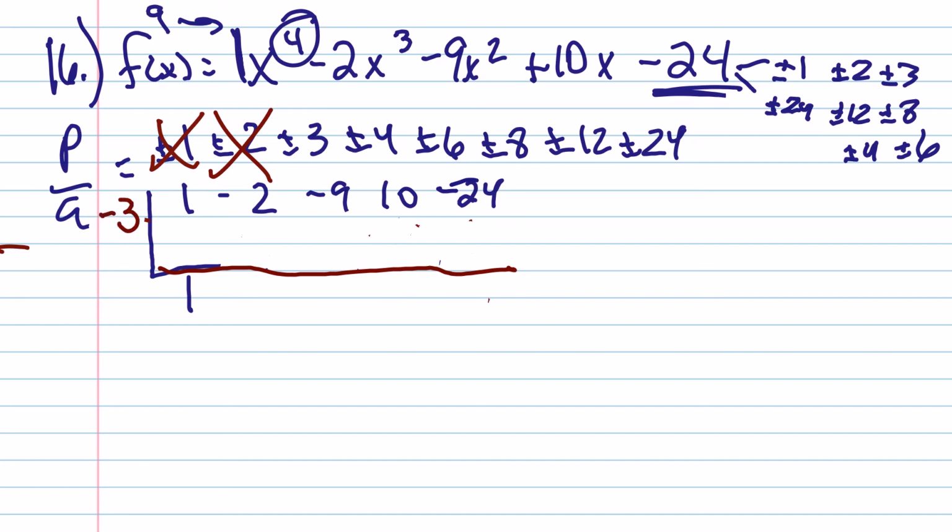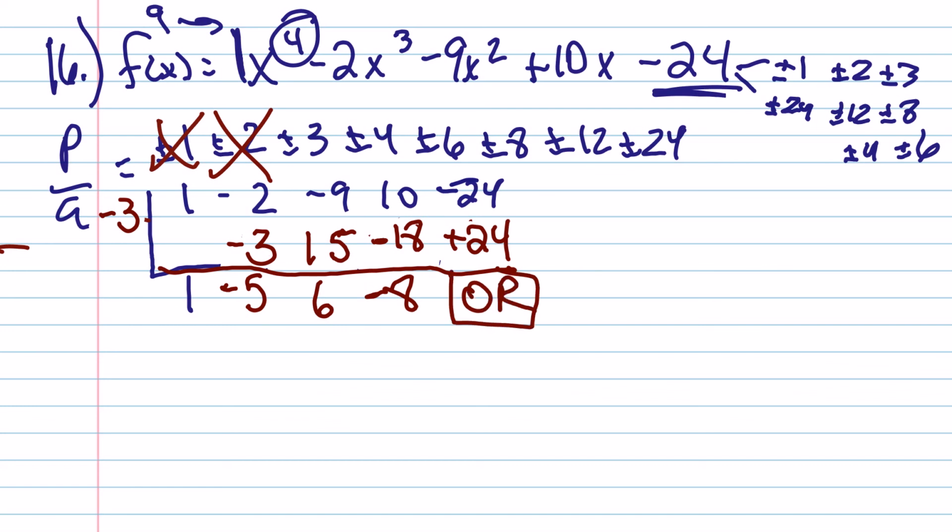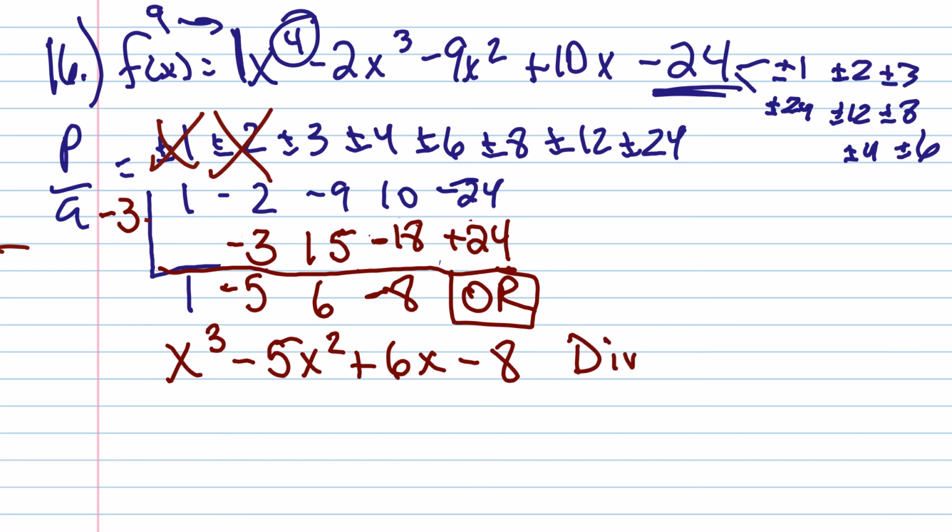Now I'm going to try negative 3. Drop it down. Negative 3 times 1 is negative 3. I add to get negative 5. Gives me positive 15, which gives me 6, which gives me negative 18, which gives me negative 8, which gives me my remainder of positive 24, which means this works. Now the issue that shows up is this is now x cubed. It's not x squared anymore. So minus 5x squared plus 6x minus 8. So I have to redo the whole problem again. I have to do synthetic, I have to divide again.